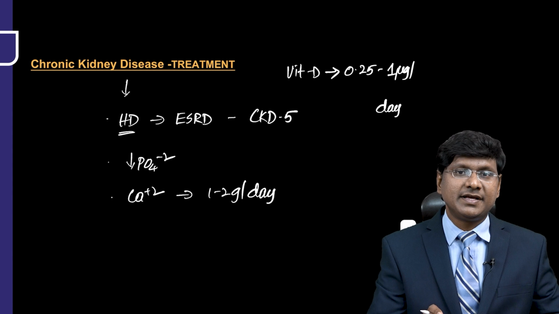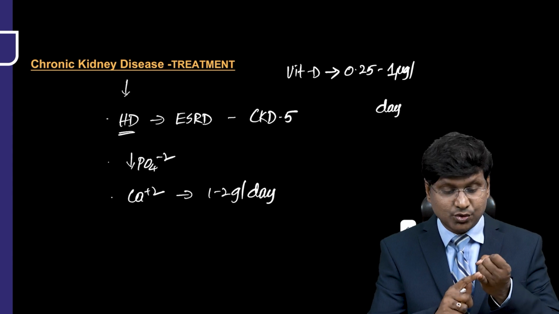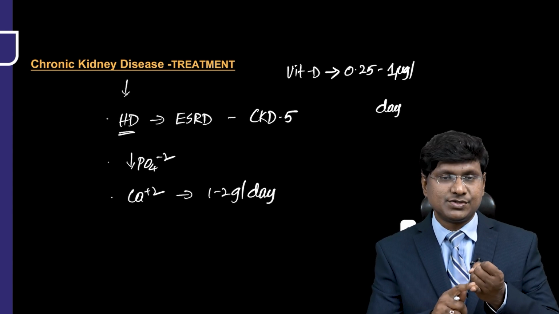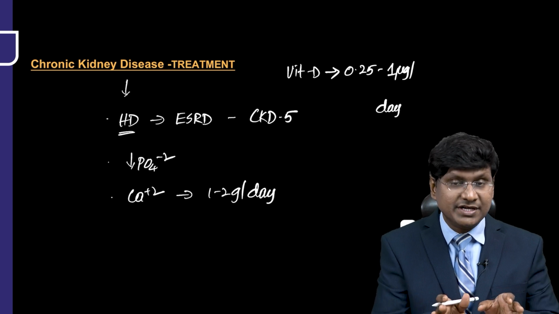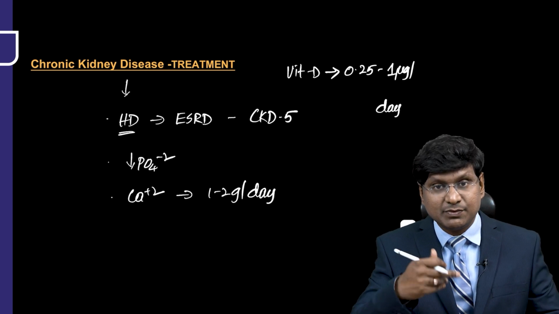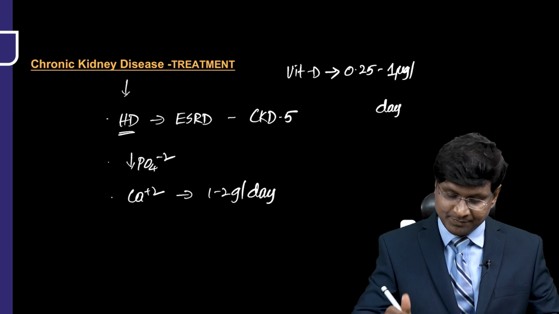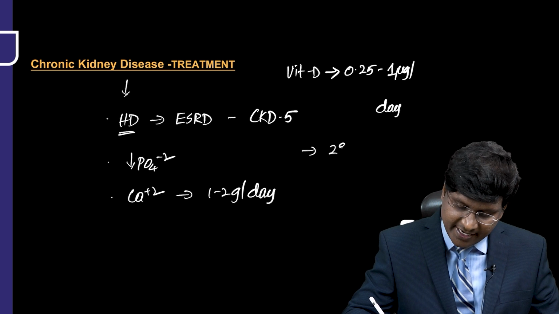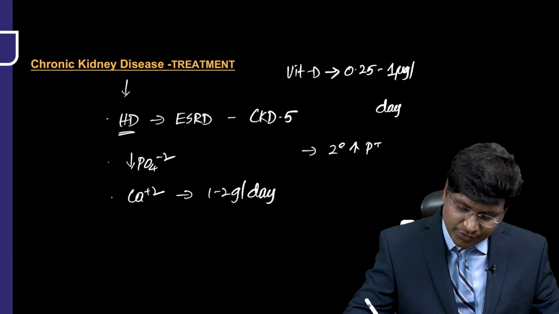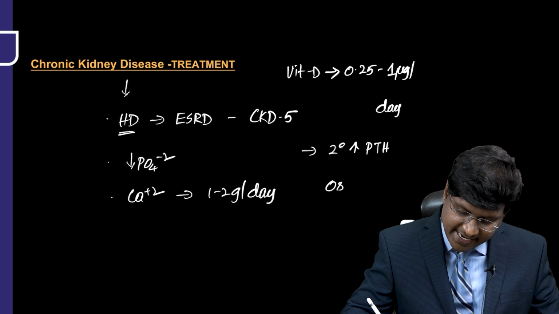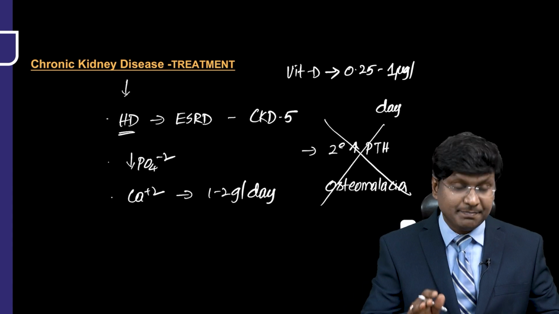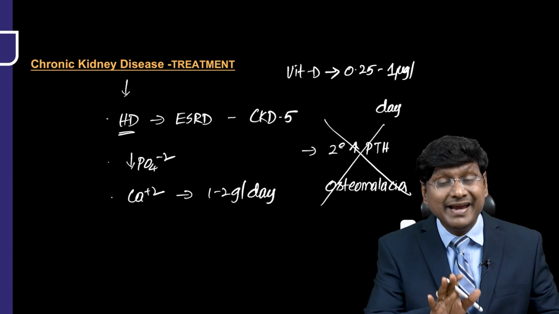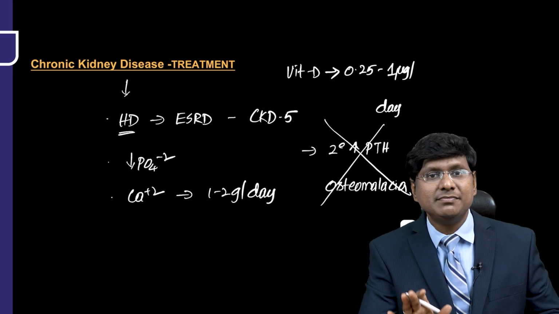What is the aim of the therapy? The aim of the therapy is to restore the normal calcium balance, right? So once you achieve the normal calcium balance, that will prevent the osteomalacia, right? And that will also prevent the severe secondary hyperparathyroidism. So your secondary hyperparathyroidism as well as the osteomalacia can be prevented by maintaining the normal calcium balance.